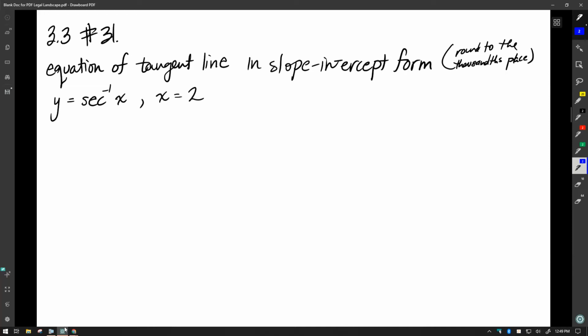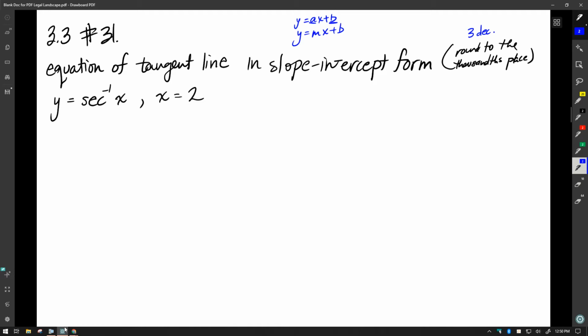Here's number 31 from section 3.3. We're asked for the equation of the tangent line in slope-intercept form. So that's y equals mx plus b, or I think your book calls it y equals ax plus b. And we want to round to the thousandths place on the a and the b pieces of that equation. So the thousandths place is 3 decimal places like always.